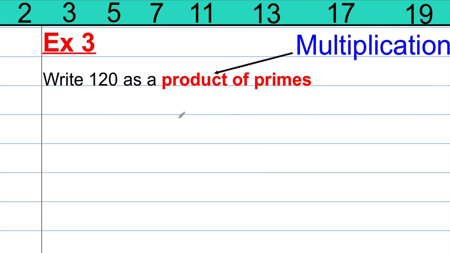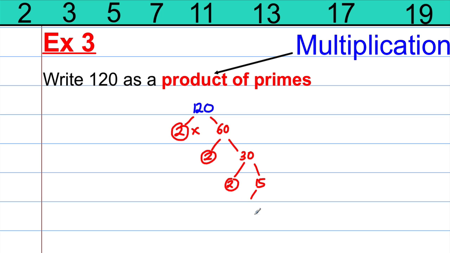Next, and final example, example 3, before you do an exam question, 120. Let's do that. 120. Okay, you can break it into 2 multiplied by 60, but 60 is composite, which you can break into 2 multiplied by 30, but 30 is composite. You can break that into 2 multiplied by 15. But 15 is composite. You can then try and write that as 2 multiplied by something, but you get stuck. So you go for 3, and you can write that as 3 multiplied by 5.